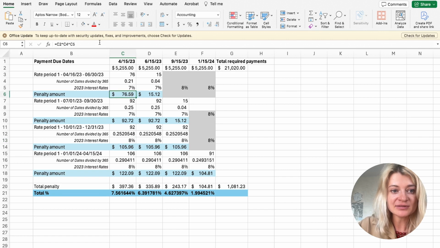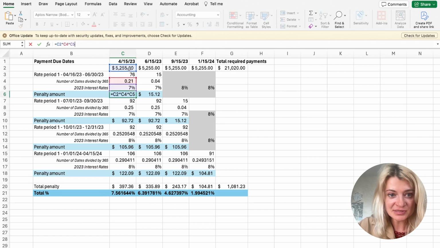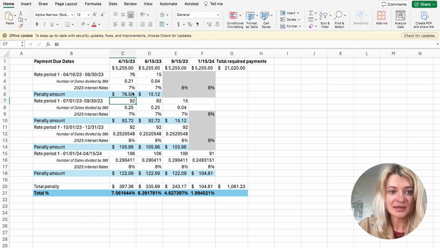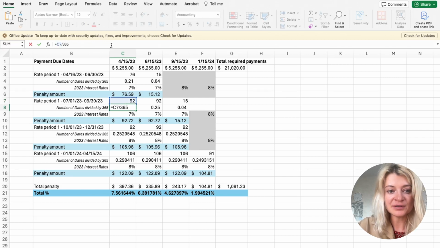So then the calculation would be that amount multiplied by this number, which includes the number of days, and multiplied by 7%. Let's say on 4/15, for this first rate period, that will be our penalty for this amount. Then we calculate the second period, which will be from July to September 30th. So it's 92 days, and we also divide that number by 365 and multiply by 6%.